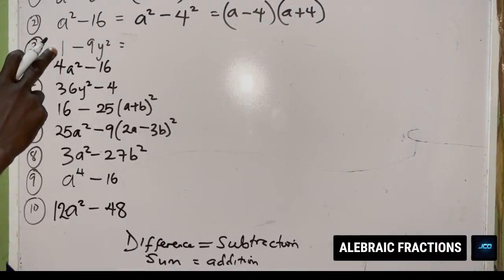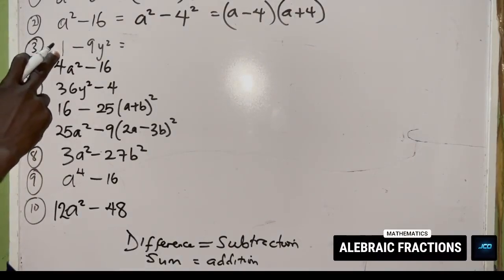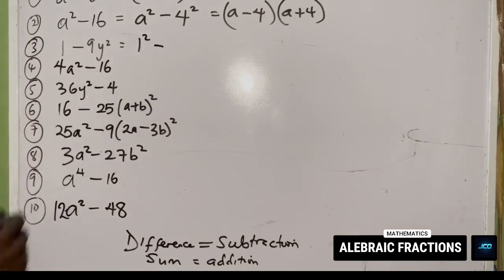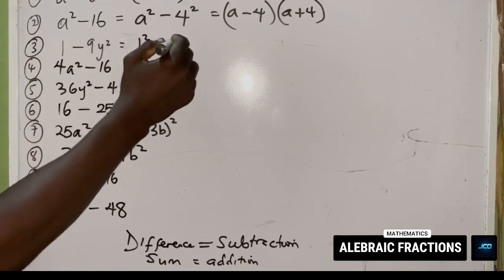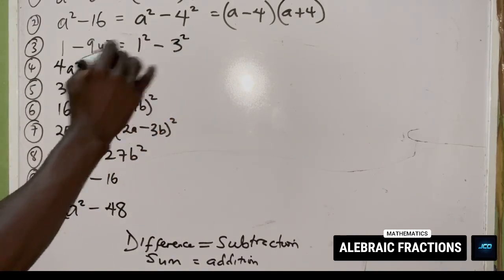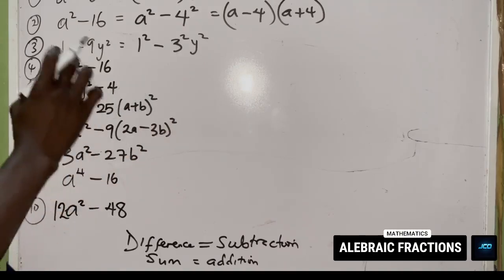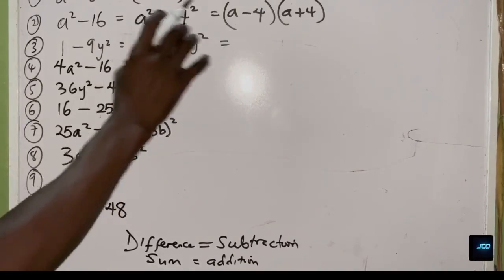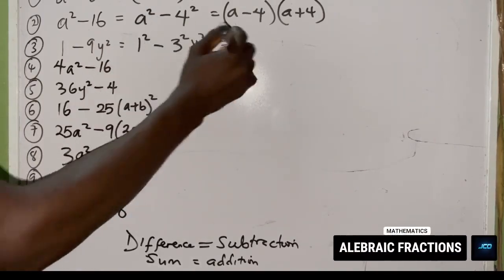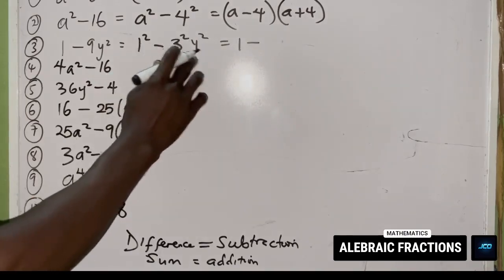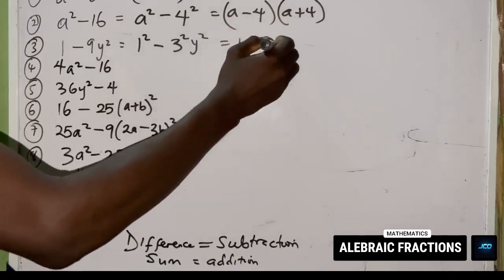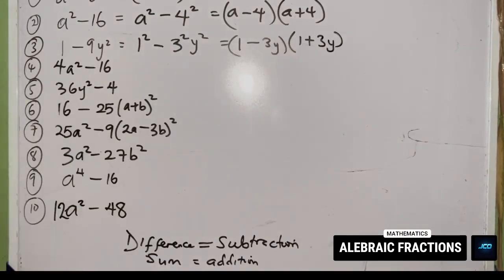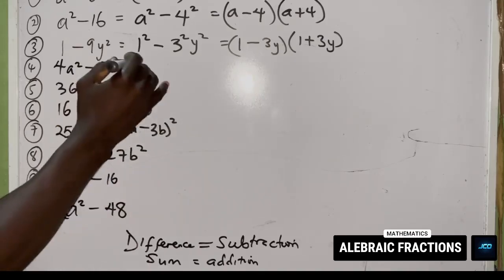Next, you have your 1. 1 is not a square, so make it 1 square, minus 9 becomes 3 square, y square. So 1 is 1 square, 9 is 3 square, y square is y square there. So they are all squares. So what is square here? 1. Bring the 1, minus, what is square here? 3 and y. 3y. Repeat it, then change the sign, plus 3y. That's how you deal with difference of two squares.